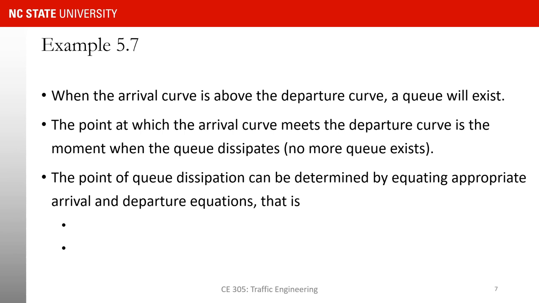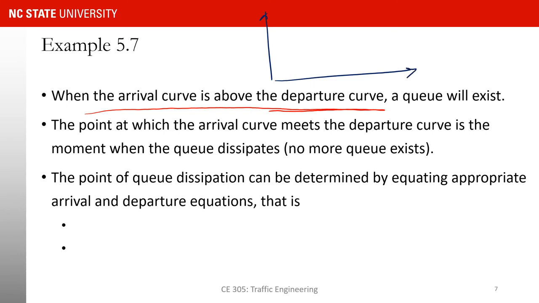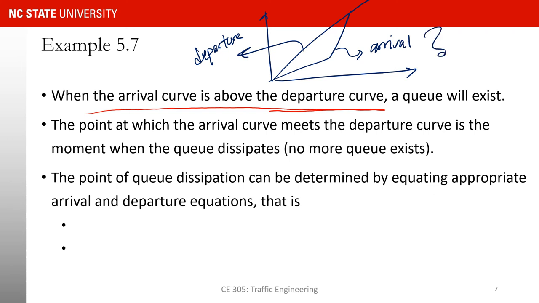So there are a few things that I have talked about in the previous slide, but I just want to revisit them here. When the arrival curve is above the departure curve, a queue exists. If that's not the case, what is going to happen? So maybe I ask you this question: can I have a condition where I have something like this? This is my departure and this is my arrival. Can I have such a thing?